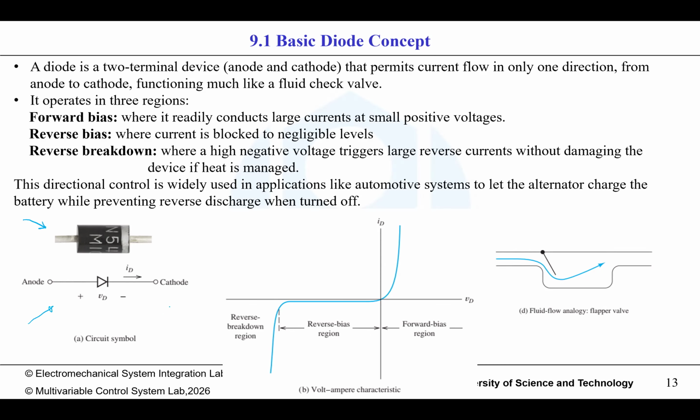This is the symbol of a diode, and on top of it is a photo of a real diode. Comparing to a water system, if you look at the image on the right, a diode is equivalent to a flapper valve. It has a flapper here. It only allows water to flow in one direction, and it doesn't allow water to go back. We also call this flapper valve a check valve.